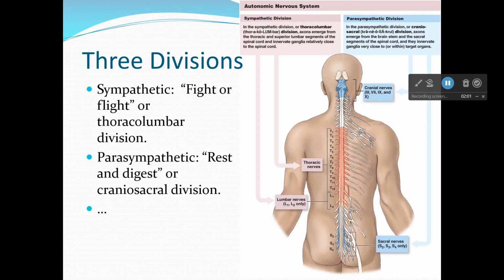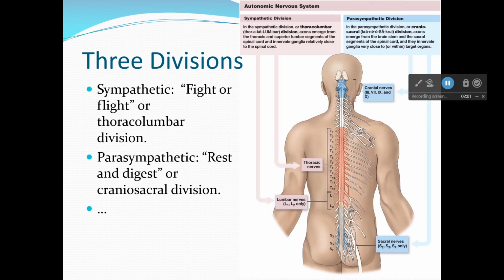The parasympathetic is rest and digest, right? So it's an inhibitory, calming, healing system. But it also has an anatomic orientation that is cranio and sacral. So we call it the craniosacral division, from the cranial nerves and from the sacral nerves.